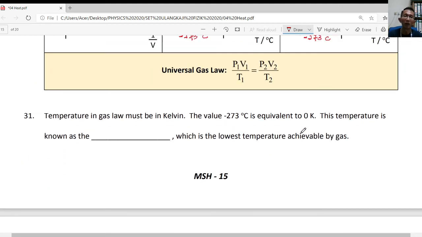Okay, we move on. The temperature in gas law must be in Kelvin, and the value of negative 273 degrees Celsius is equivalent to 0 Kelvin. So this temperature, this 0 Kelvin, is also known as the absolute zero. That would be the lowest temperature achievable by gas in Kelvin, right?